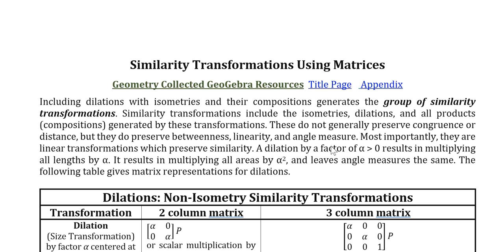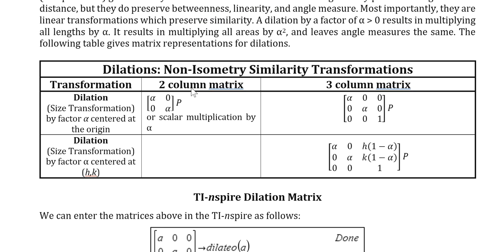A dilation by a factor of alpha greater than 0 results in multiplying all lengths by alpha. It results in multiplying all areas by alpha squared, but it leaves angle measures exactly the same. The following table gives the matrix representations. So for a dilation using a two-column matrix, you can multiply by the matrix alpha 0, 0, alpha, or just do a scalar multiple by alpha. So scalar multiplication is a dilation in the vector space structure here.